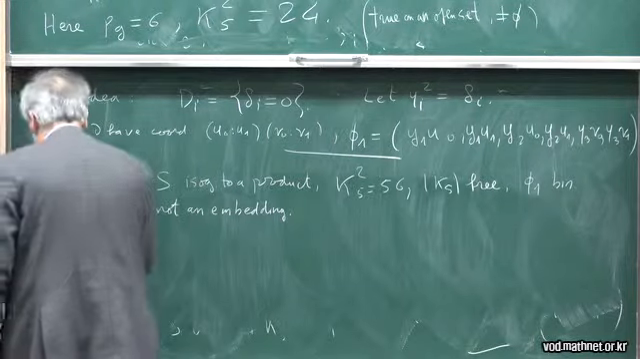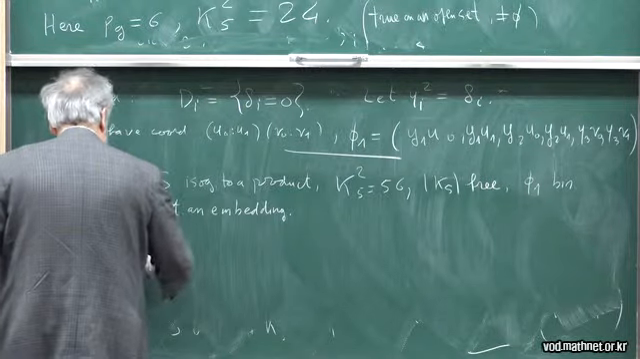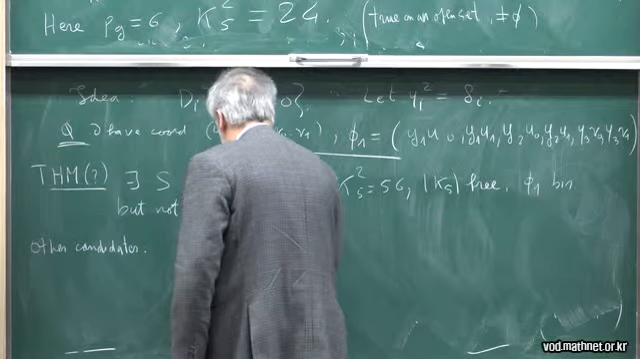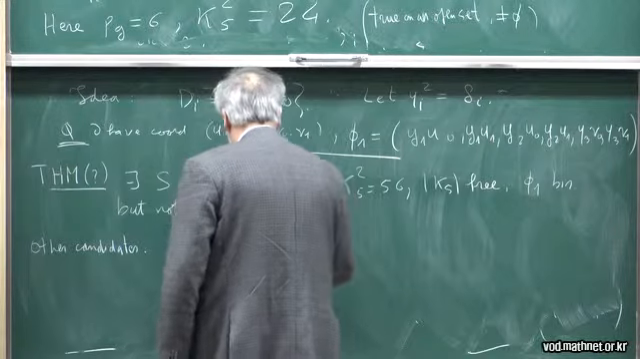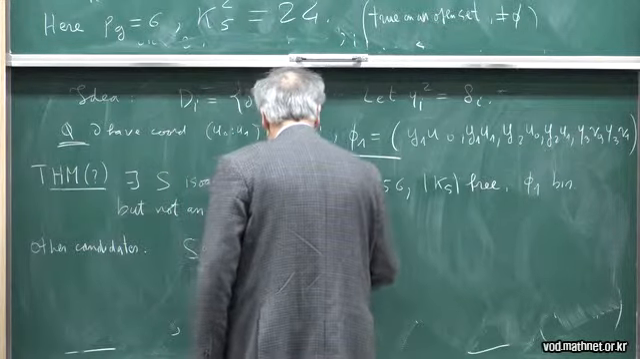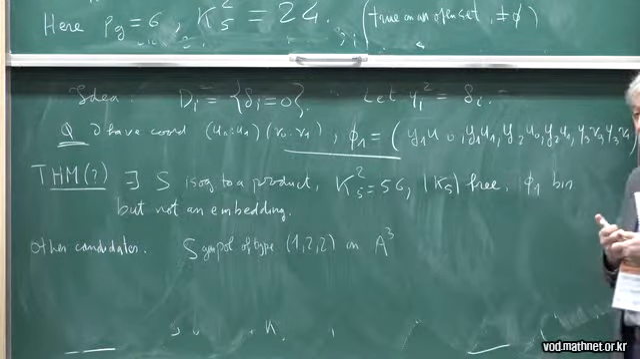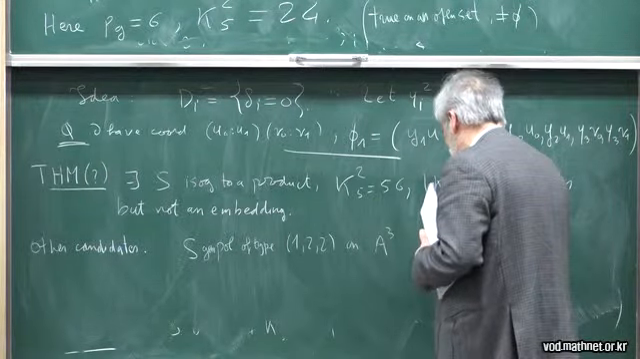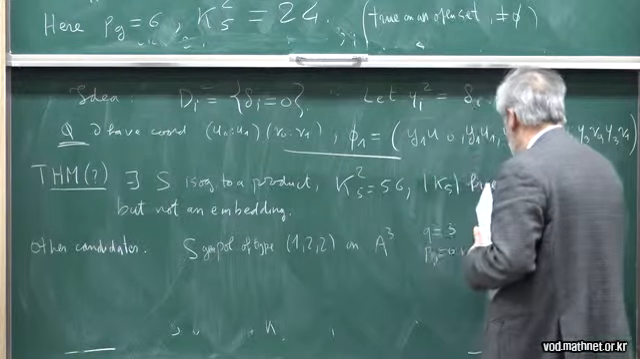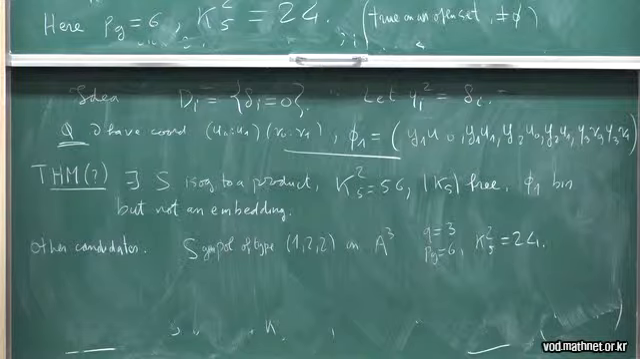Other candidates: S is a generic polarization of type (1,2,2) on an abelian threefold. In this case, q is 3, p_g is 6, and K squared is 24. So this should be, at least for generic choice.